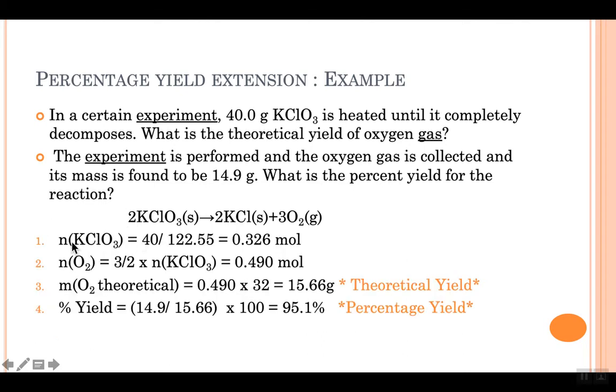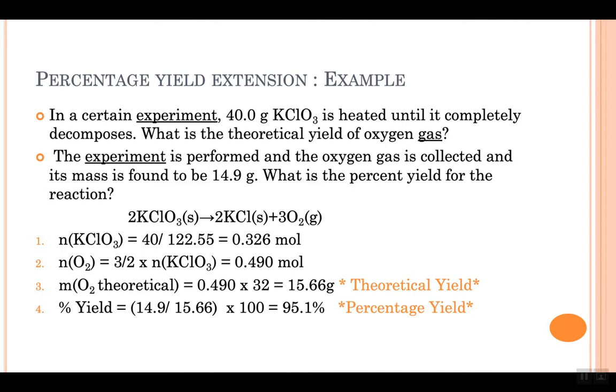So, first thing we do, find the amount in mole of that potassium chlorate. So we take its mass, we divide it by its molar mass, and that tells us how many mole we've got, 0.326 mole. We then use the ratios in our equation. We've got a 2 to 3 ratio. So 2 potassium chlorates gives us 3 oxygens. Okay? So we multiply that amount of potassium chlorate by 3 over 2.